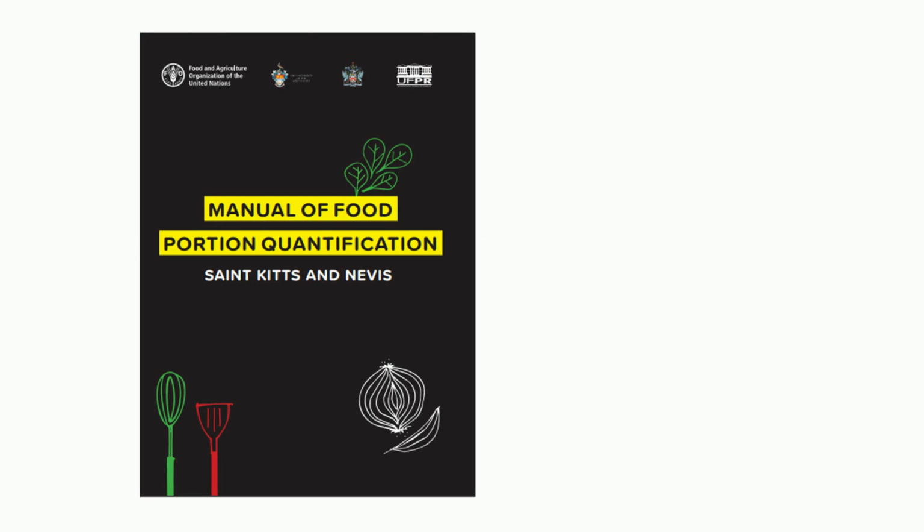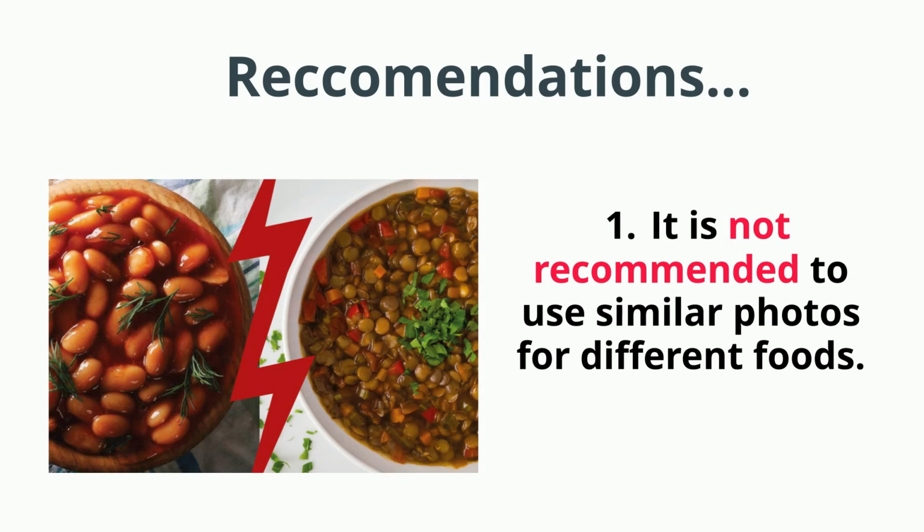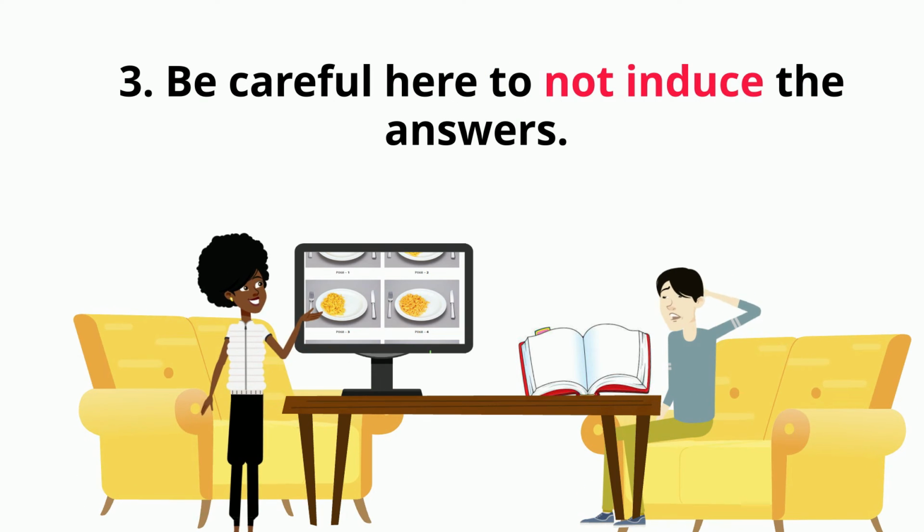The Manual of Food Portion Quantification is only helpful when used correctly and appropriately. It is not recommended to use similar photos for different foods. The interviewer should get well acquainted with the photos available in the manual to guide the interviewee with the options of the reported food. Be careful here to not induce the answers, but guide the interviewee to the correct pages related to the photos available.